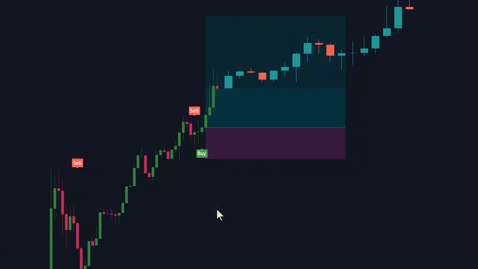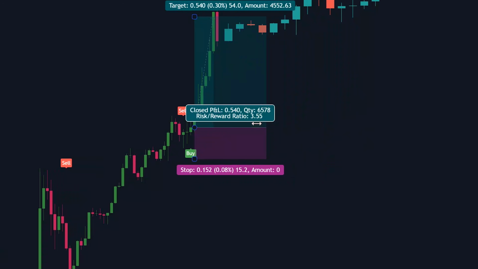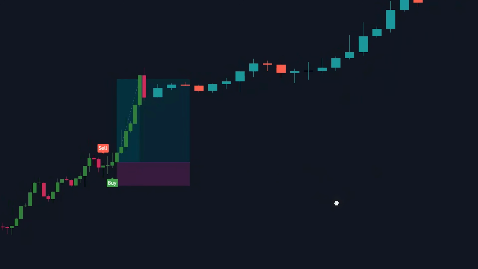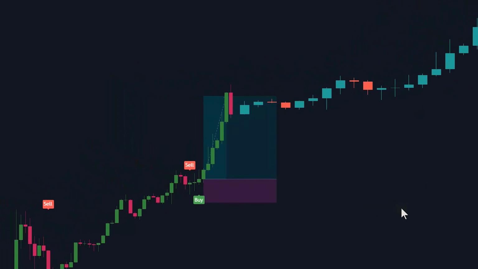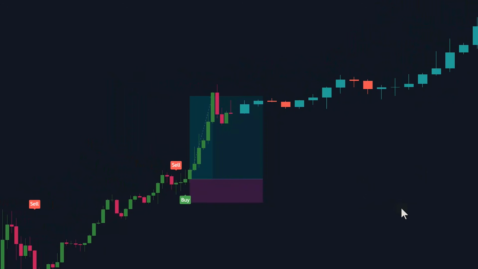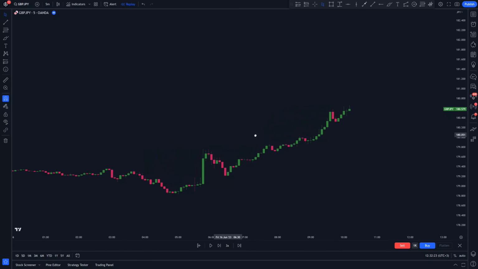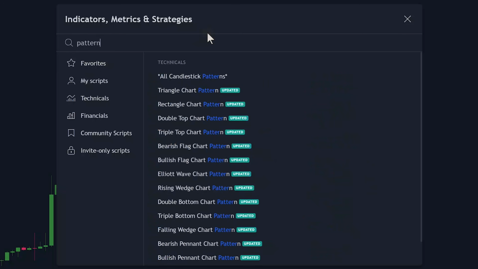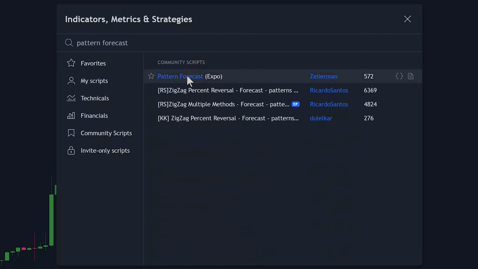And this is exactly how we're gonna use this indicator to trade. We're gonna combine it with a buy-sell indicator and a trend confirmation indicator to create a simple yet powerful strategy. Now let's add this indicator to the chart. Click on Indicators, then type in Pattern Forecast. Select this one right here.